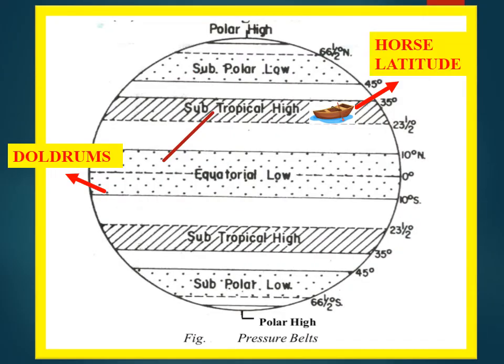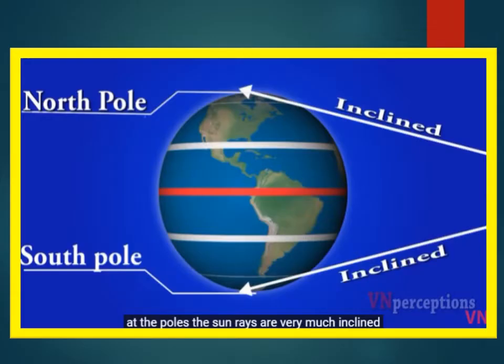So you see children, this subpolar low pressure belt lies between 60 to 65 degrees north and south of the equator. The air coming from the subtropical high and polar high converges together and then rises up, creating a belt of low pressure which is called the subpolar low pressure belt. Now children, let us see what happens at the poles.